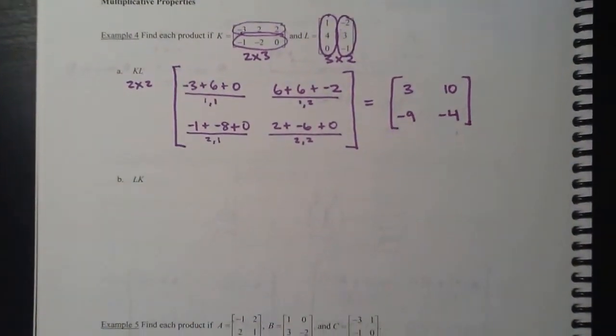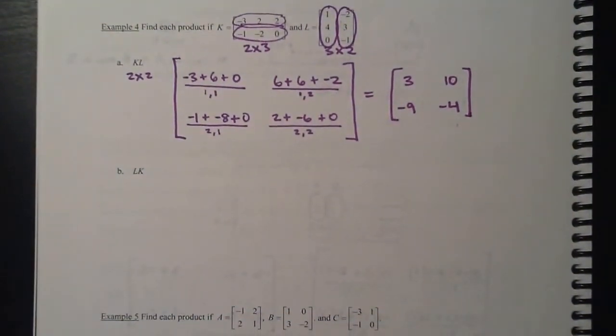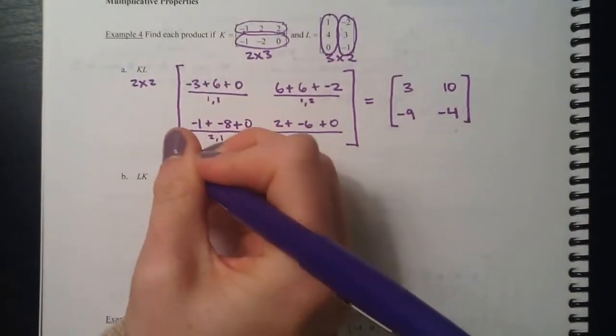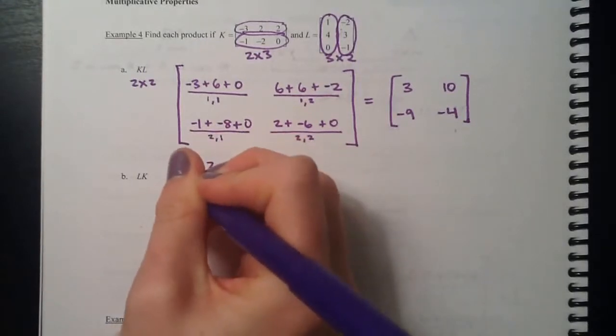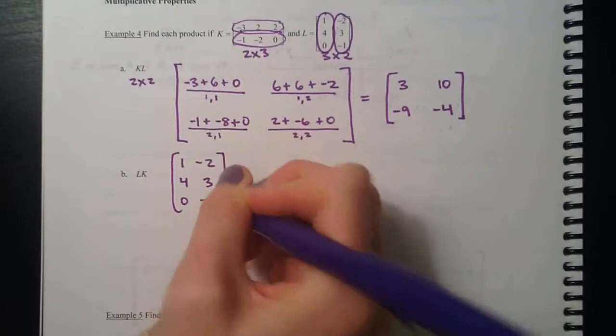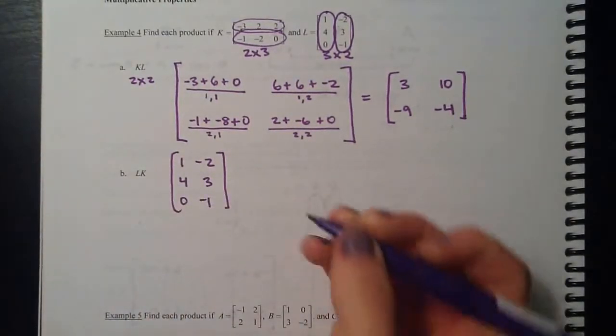All right, so now let's do L times K. So I'm going to rewrite these just so you can see them going by rows and columns since they're going to switch. So here's L. Remember, now that we're putting L first, we're going to organize L by rows instead of by columns. So I'm just going to rewrite them.